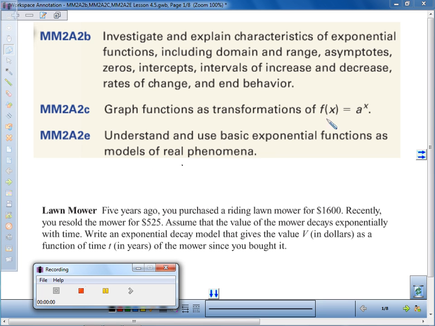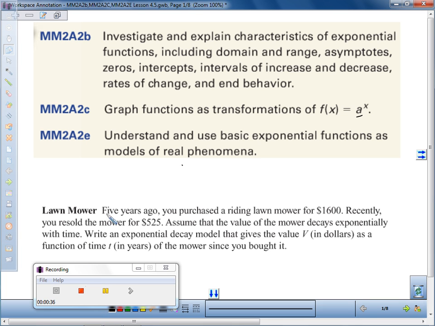Now, they're going to have the form of this: f of x is equal to a to the x. Now, in some of our stuff, we'll have b to the x. So b, that's just our base. And then we're going to look at some real-world phenomena. Basically, we're going to look at some real-world problems and that kind of thing with exponents.